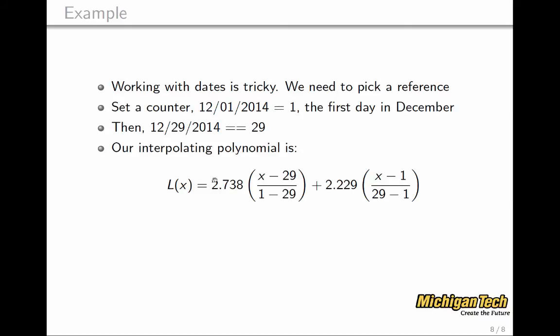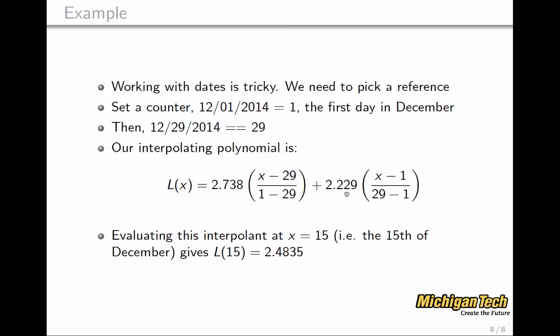So using our interpolating polynomial formula, we plug in y1, the price of gasoline on the 1st of December. x1 is equal to 1, and x2 is 29, the 29th of December. And here is the portion from the price of gasoline on the 29th of December. And if we evaluate this interpolant at x equals 15, that is the 15th of December, this gives us that the average price of gasoline on the 15th of December is approximately $2.48 per gallon in the US.